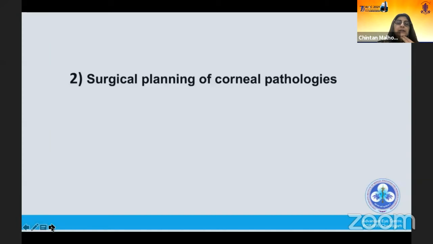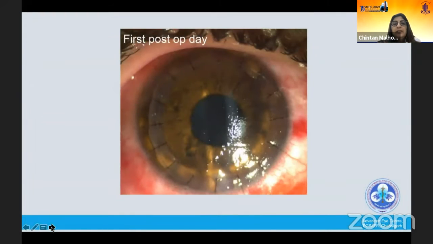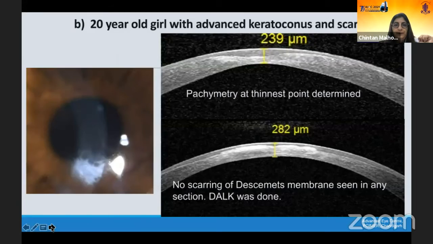The other use is surgical planning of corneal pathologies. For example, this is an 11-year-old boy with granular dystrophy. We see that the majority of the lesions are within the anterior 200 microns. So an ALTK was done using a 250 micron head. And we can see that on the first post-operative day, a few deeper opacities in the periphery can still be seen, but most of the interface is clear.